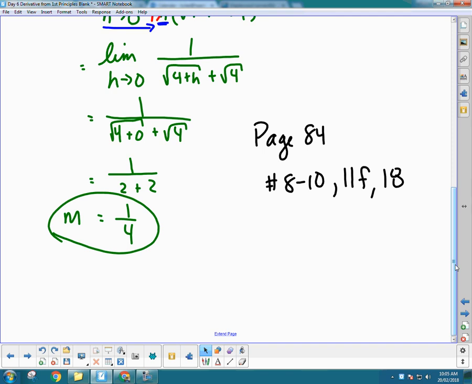And our next day, we're going to see how we can take this version of the equation and the formulas and make it into a derivative.